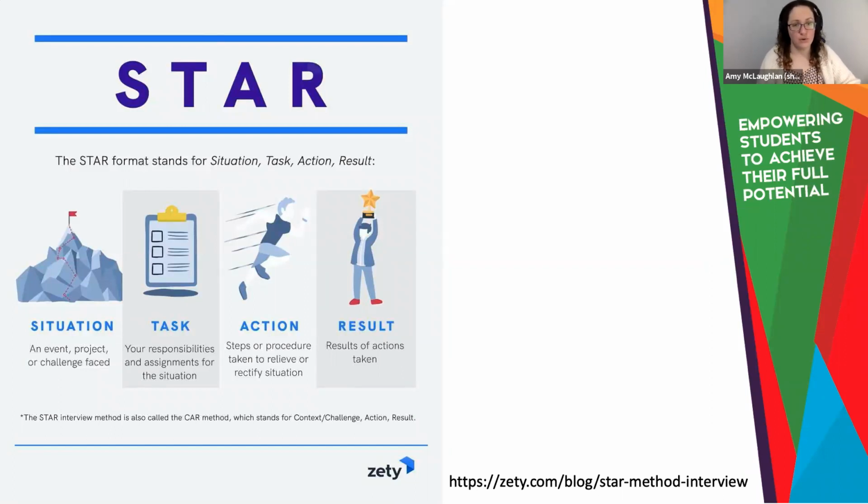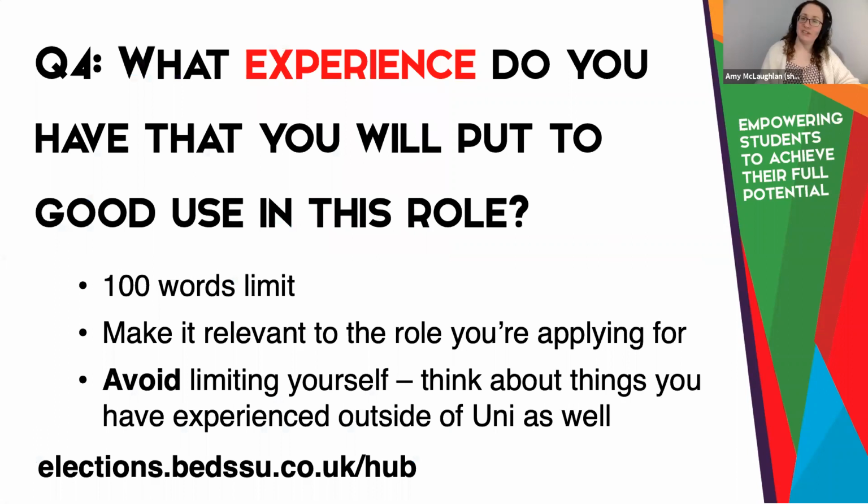You might also want to use the STAR method for question 4. So question 4 asks you what experience you have that you will put into good use in this role. So we've just asked about those skills. Now we're talking about the experience that you have. So this might be a good point to say, I've run a society committee here, or I ran projects with my church group in the community. Could be any sort of experience.